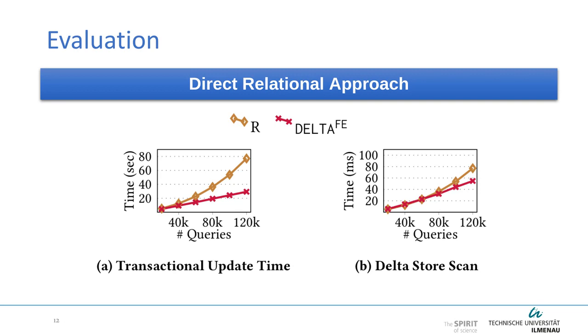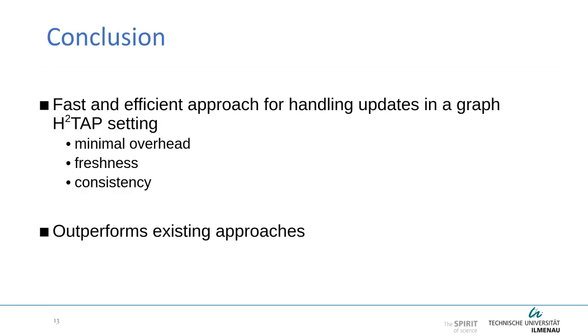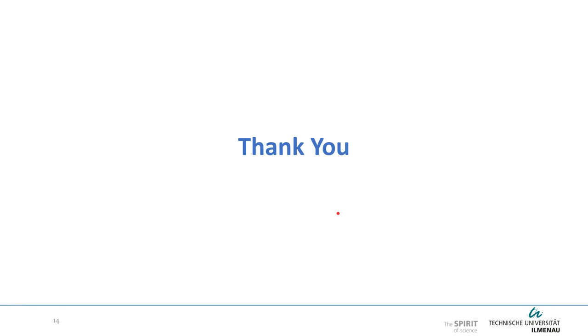So in short, this is just a short overview of the work that we have done, and for the details you can refer to our paper in EDBT. In conclusion, this is a fast and efficient approach for handling updates in heterogeneous H2TAP settings for graphs. Our approach has minimal overhead, and it guarantees consistency and also meets the freshness requirements of H2TAP. From the evaluation, we've seen that our approach outperforms existing approaches. With this, I come to the end of my talk, thank you for listening, and I would be happy to answer any questions.